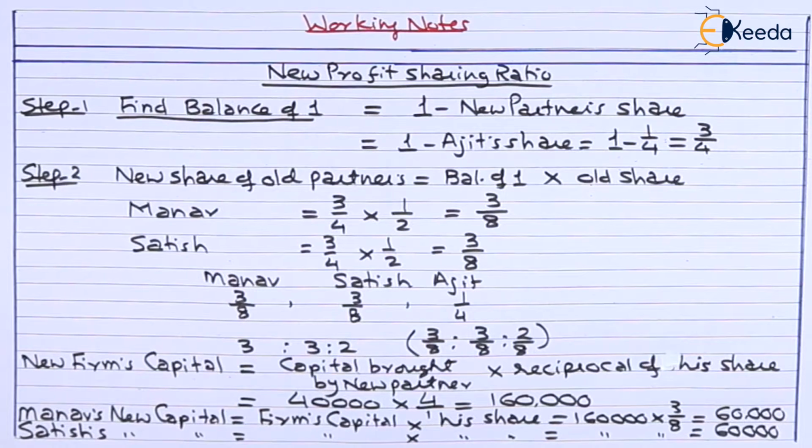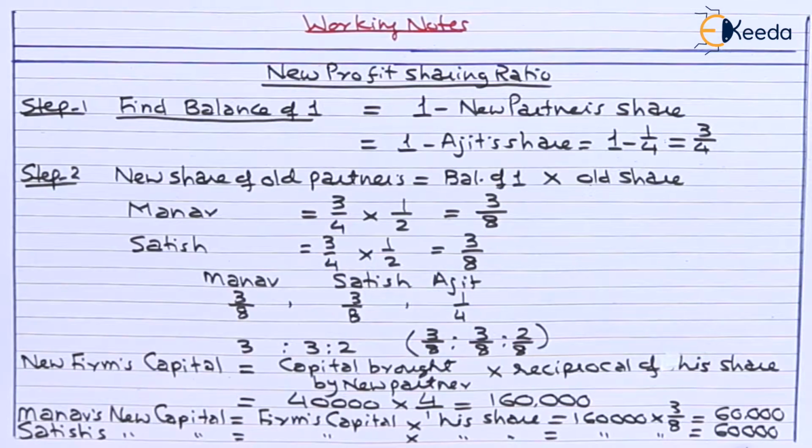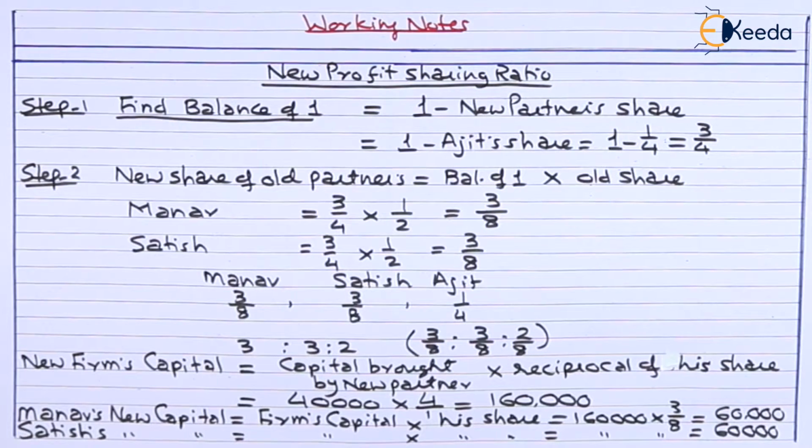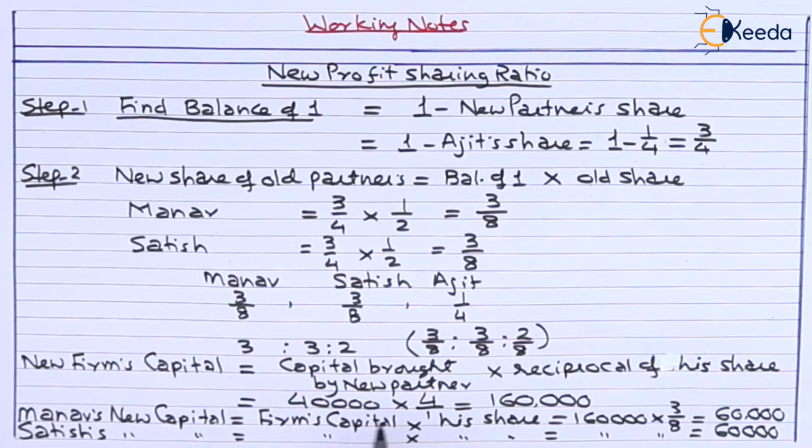Satish's new capital, with the same calculation, we are getting amount 60,000. So Manav's capital 60,000, Satish's capital 60,000, and new partner Ajit's capital is 40,000. 60,000 plus 60,000 plus 40,000 is a total of firm's capital 1,60,000.